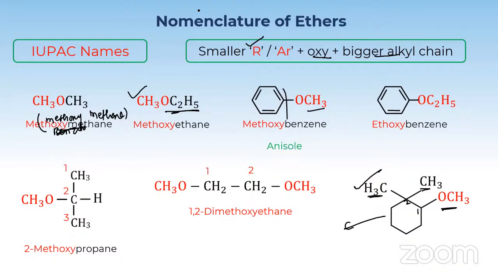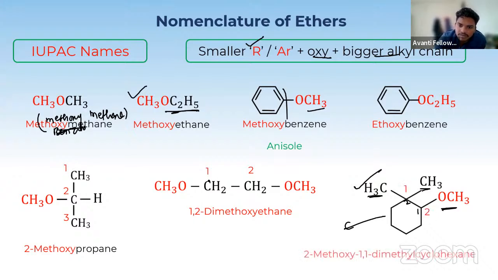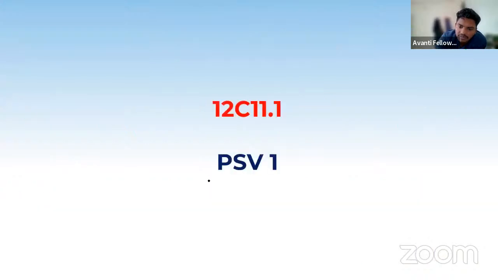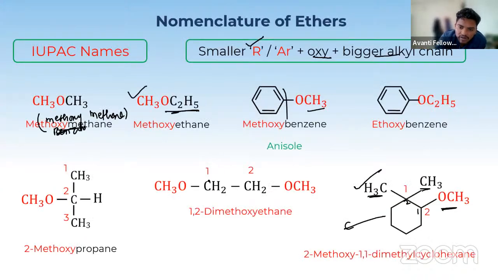Okay, so the time is up. I don't think so. None of them has given an answer. I don't know what the problem is. So if you are given this, what is it called? 2-methoxy 1,1 dimethyl cyclohexane. Why have they given this one? Very, very important. Let me take it.